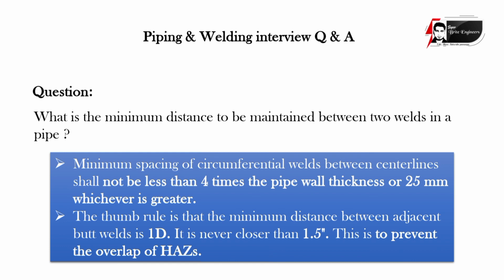The thumb rule is that the minimum distance between adjacent butt welds is 1D. It is never closer than 1.5 inch. This is to prevent the overlap of the heat affected zones.